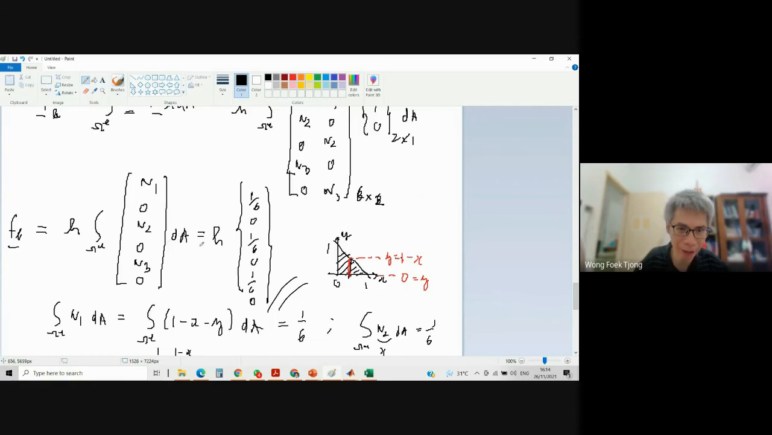What does it mean physically? Physically, we have this element, we have body force, right? 1 here. And then during the finite element computation, this body force is transformed into equivalent nodal force. It means transformed at the nodes to 1/6, 1/6, 1/6. Here 1/6 because this is at node 1, this is at node 2, this is at node 3.